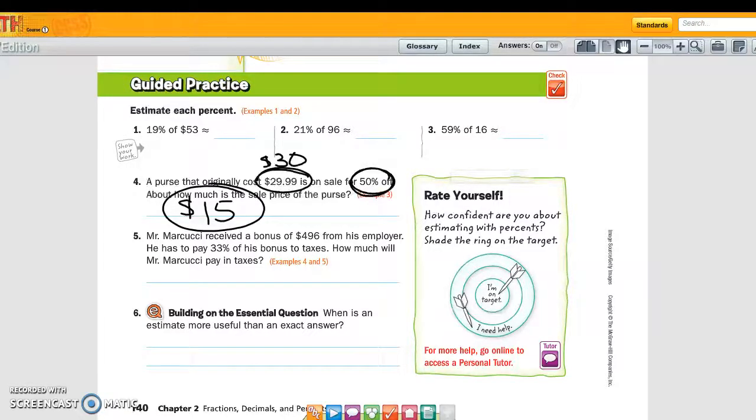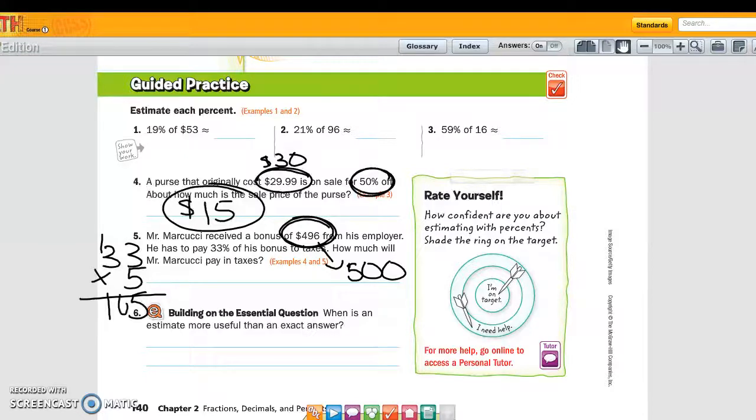Number 5, we're looking at the $496. Since it's over $100, we're going to be doing the rate per 100, which is the second thing that we did on our notes. So 496 is close to 500. To get to 500, we had to add 100 5 times. So we're going to be adding 33 5 times. Instead of adding it 5 times, though, I'm just going to multiply by 5 because that is a lot easier. 3 times 5 is 15, plus 1 is 16. So the answer is 165.